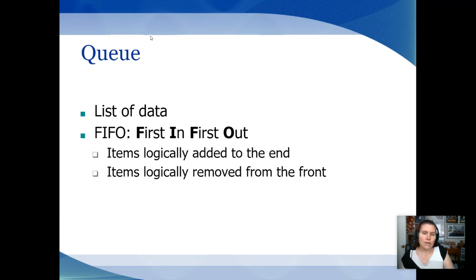Okay, the next one we're going to talk about is called a queue. A queue is kind of like waiting in line at Disneyland. Items get ordered, and the first item that gets there is the first out of the list. So anything you put in the list is added to the end. Anything that you remove from the list is taken from the front.